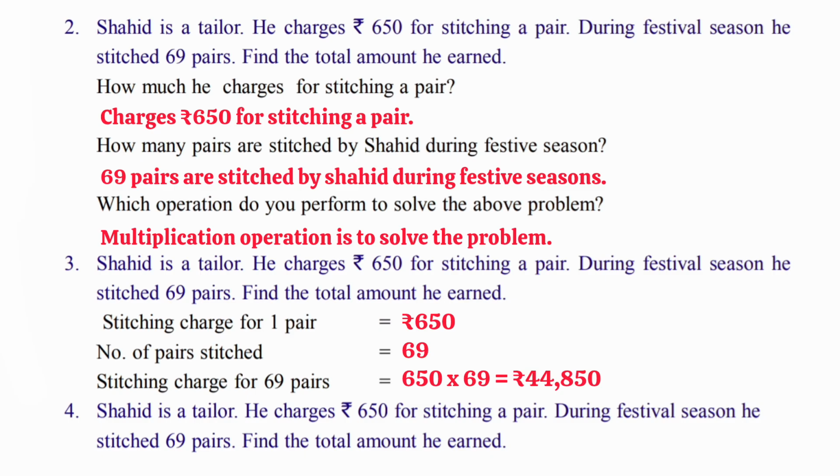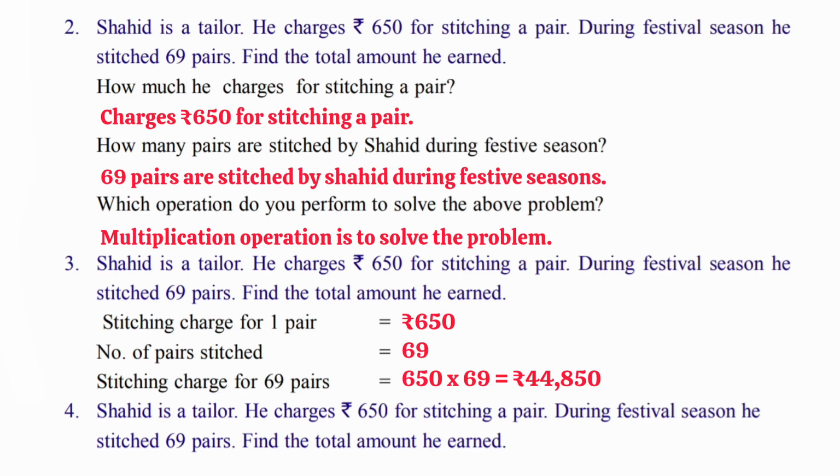So during the festive season he stitched 69 pairs. Okay, next, third question. What operation do you perform to solve the above problem? Of course, we have to do the multiplication to get the answer.